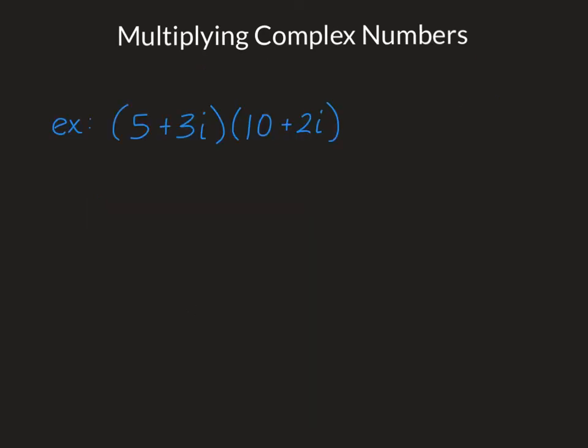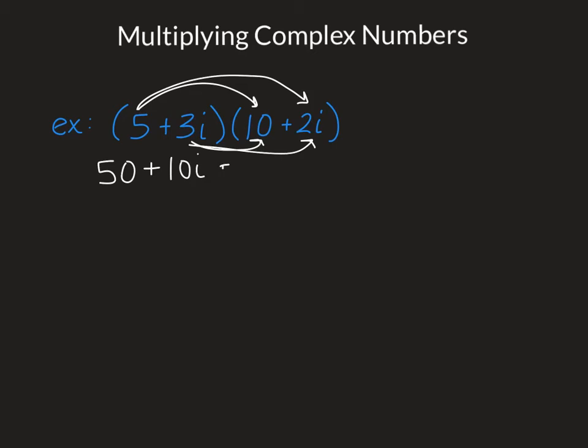Let's do one more example. Let's first distribute the 5 through. So we'll get 50 plus 10i. Then we'll distribute the 3i through as well. So we'll get plus 30i and then plus 6i squared.